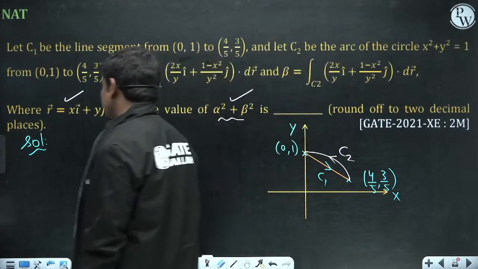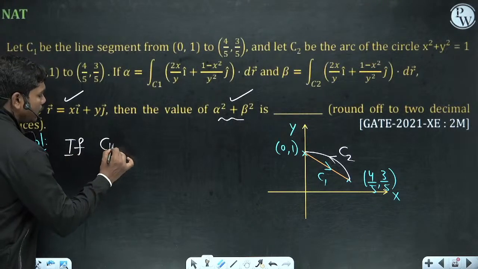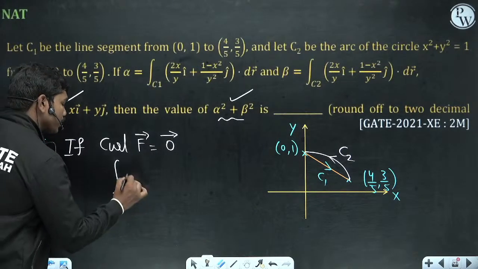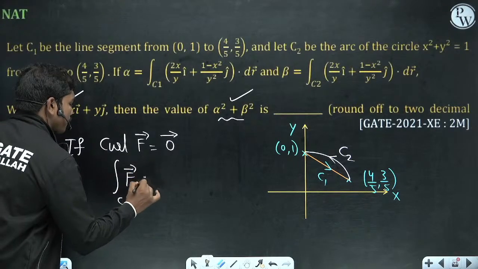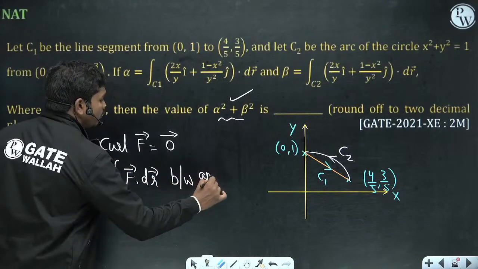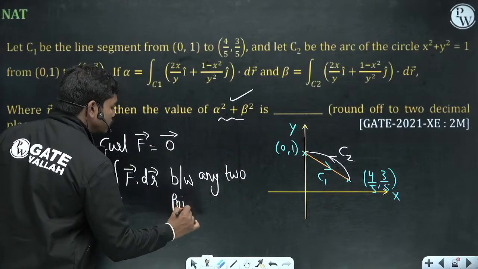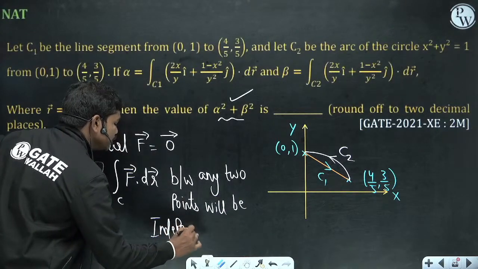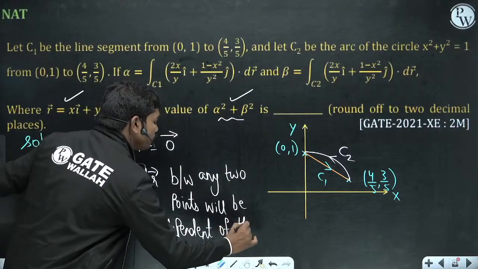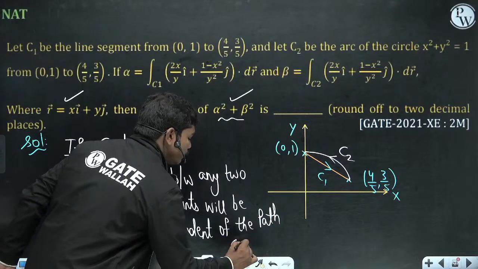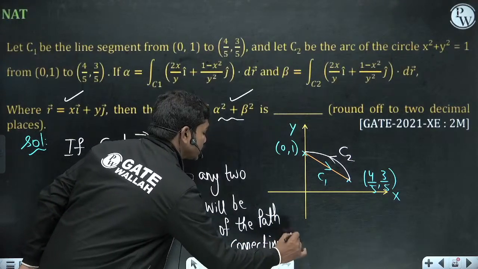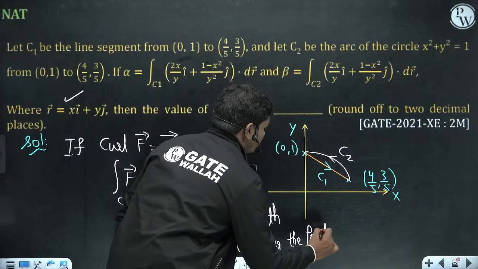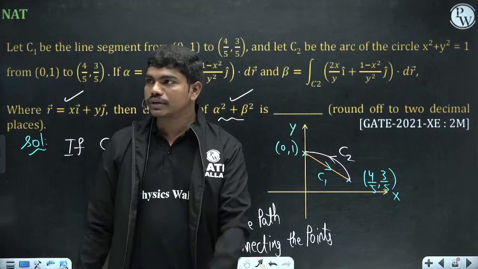So first of all, I'll tell you one thing. If curl f bar is 0, which means the velocity is irrotational, then the integral over C of f bar dot dr bar between any two points will be independent of the path connecting the points. This is one very, very important result actually. But your sense of rotation actually matters. So this is path independent.